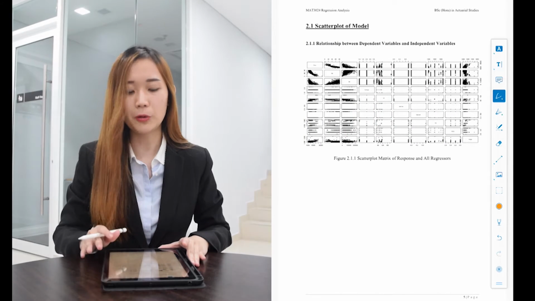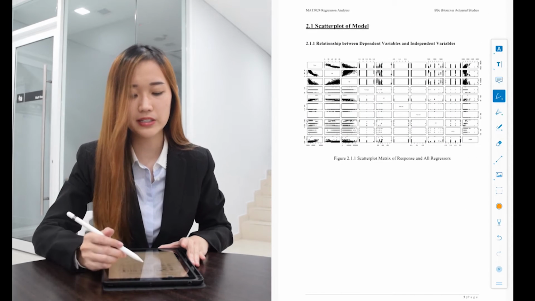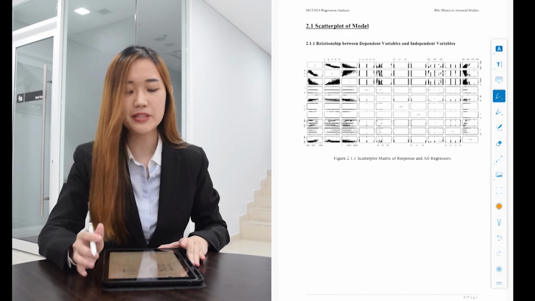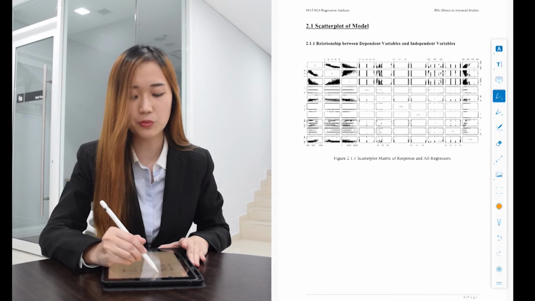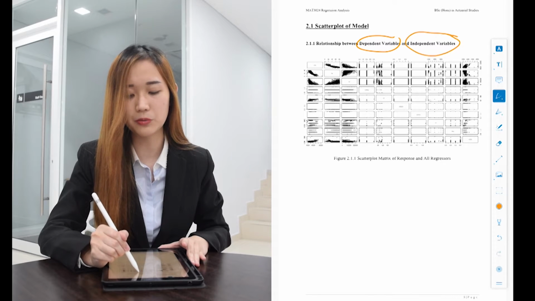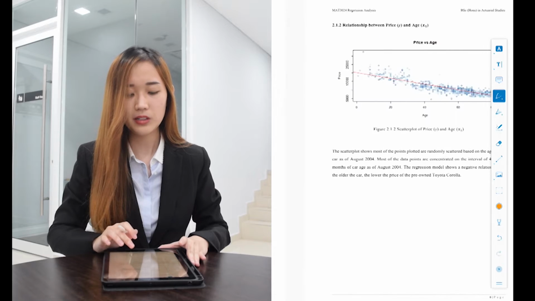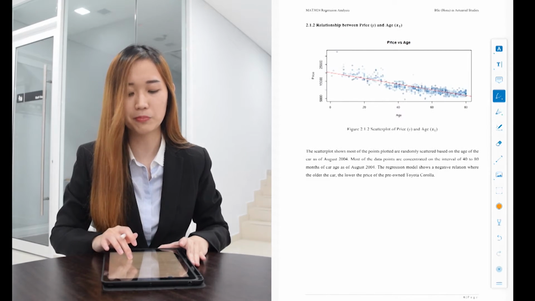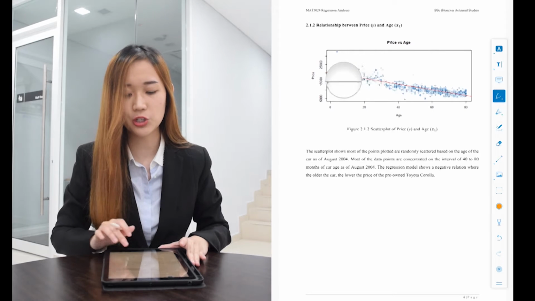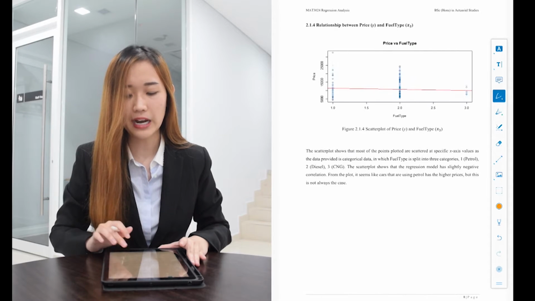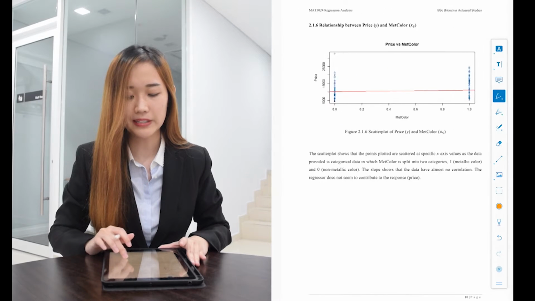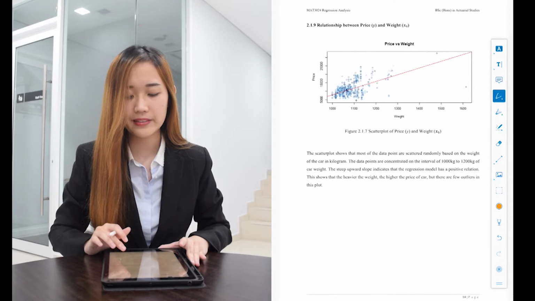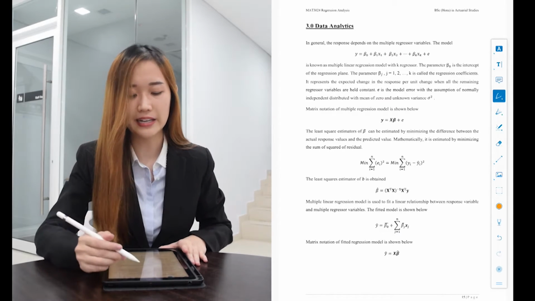So from here, we have plotted 9 scatter plots of the model. Scatter plots can determine the relationship between the dependent variable and the independent variables. These are all the scatter plots that we have plotted so far. This is for the age, kilometer, fuel type, horsepower, metallic color, automatic, cc, doors, weight, and so on. And I'll proceed to data analytics.